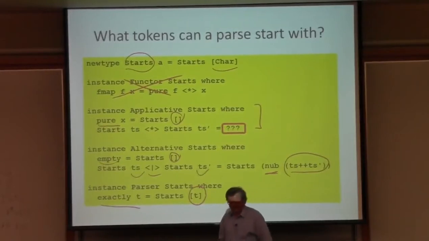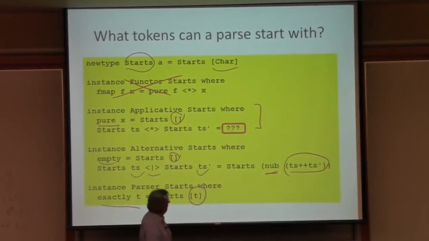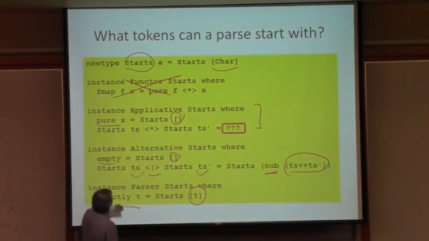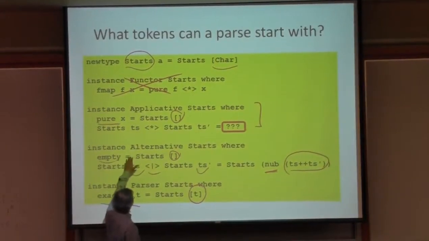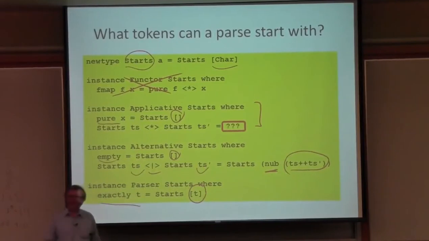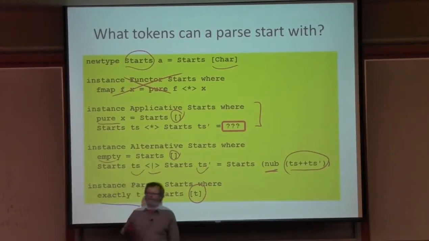Okay, so this is the clause that tells me what tokens an application can start with. So obviously anything appearing in t's can start the result, but what about the things in t's prime? Well, if the first parser can match the empty string, then anything that can start the second can also start the combination. So I need to know here whether or not that first parser can match the empty string.